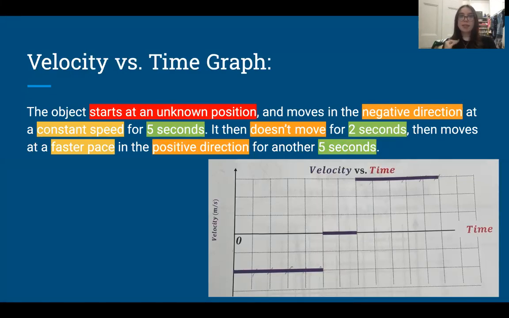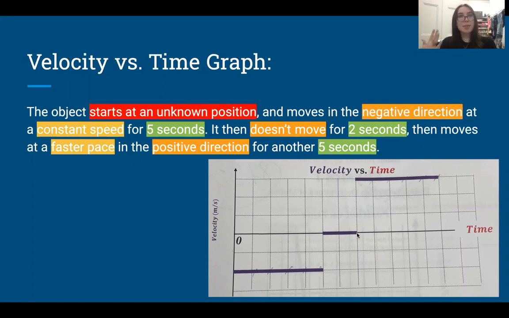So again, it starts at an unknown position. We don't know exactly where this position is, but we do know that it moves in the negative direction because it is below the x-axis, which means it's negative. It's below this 0 here. We know that it's going for 5 seconds because 1, 2, 3, 4, 5. 5 lines, 5 seconds. Then we see that it doesn't move for 2 seconds. Again, horizontal line, but you can see these are all horizontal. This one is special because it's on the x-axis, which means no movement at all. And we know it's 2 seconds because tick 1, tick 2.